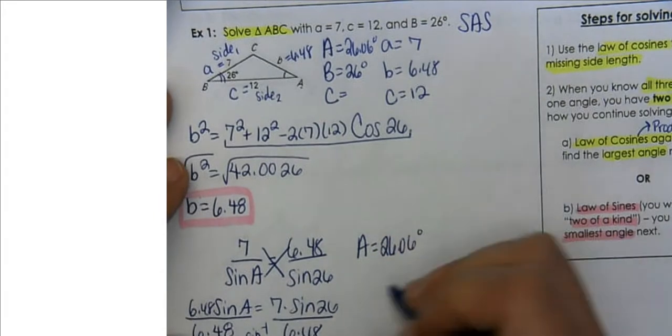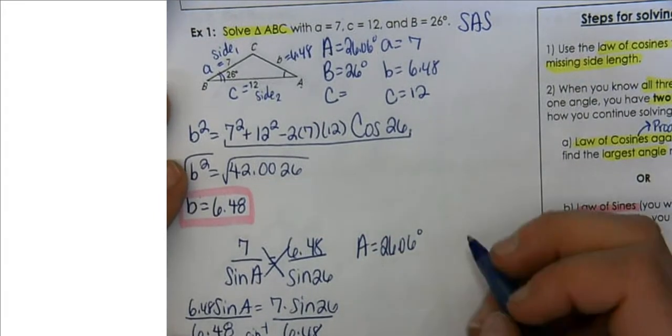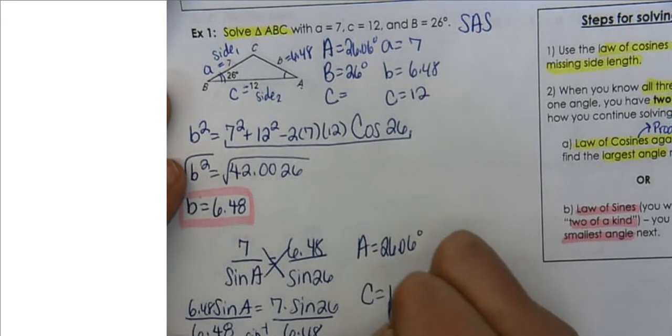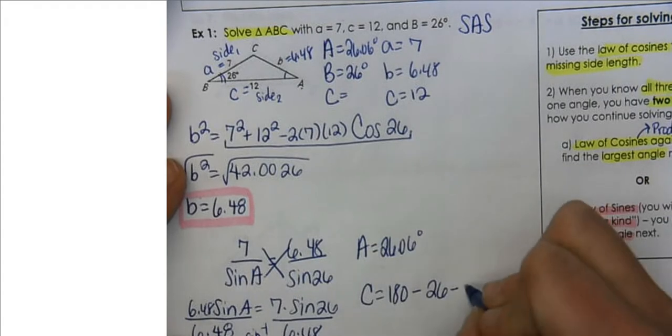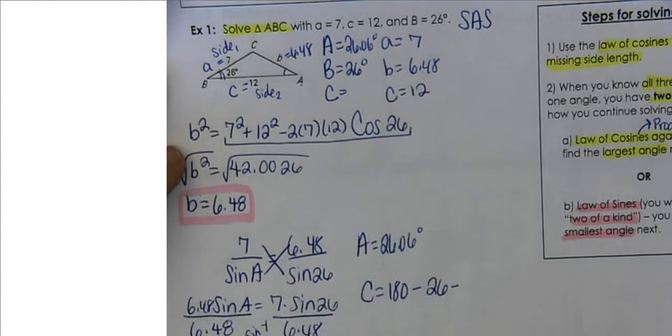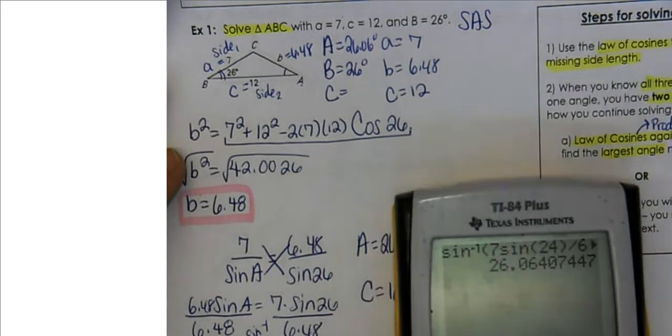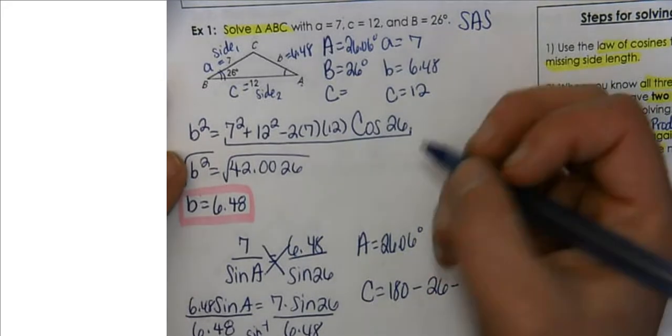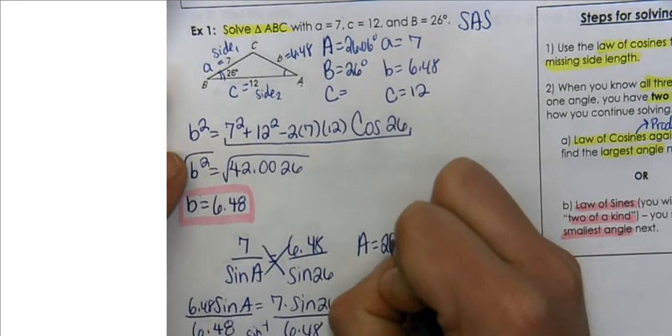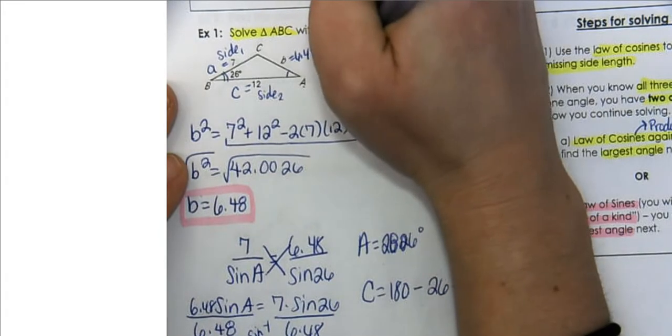To find angle C, we're using the 180 degree rule. So I'm going to go C is equal to 180 minus 26 minus 26.06. Well, you know what? Now that I'm looking at it, that's a sine of 26, and I just realized I did that. Hold on. Sine inverse of 7 times the sine of 26, there we go, divided by 6.48. And that is 28 degrees. Sorry about that. That's 28.26.